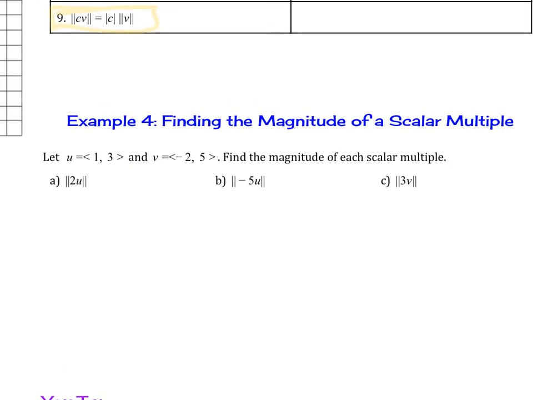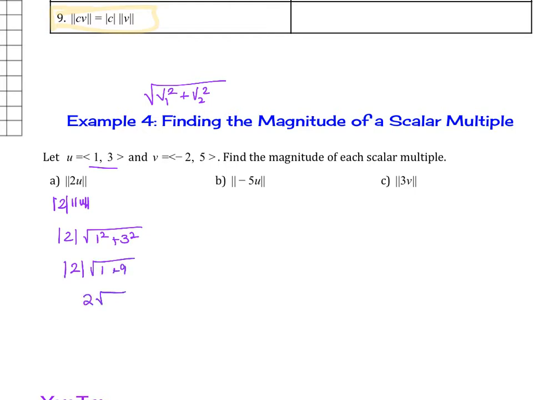Let u equal 1, 3, and v equal negative 2, 5. Find the magnitude of each scalar multiple. So how you do this is we take the 2, the absolute value of that, and then we find the magnitude of u. Now remember, the magnitude is just the square root of v1 squared plus v2 squared. So it's actually pretty fast. So this is going to be the absolute value of 2 times the square root of 1 squared plus 3 squared, which is the absolute value of 2 times the square root of 1 plus 9, or 2 square root of 10.